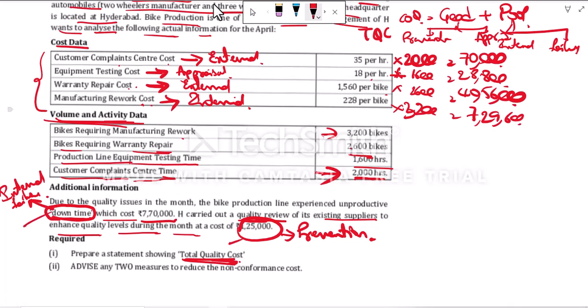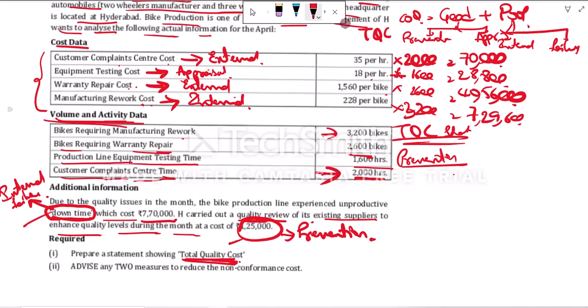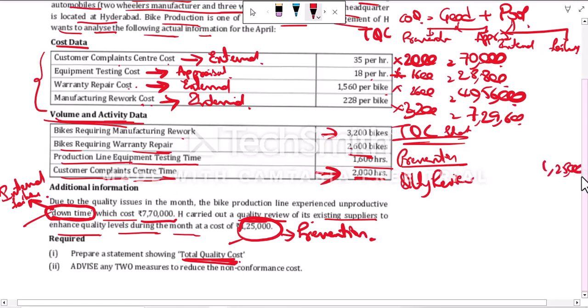Again, these two costs are also there. So we have to prepare the total quality cost statement. What does it include? First, prevention cost. Only one prevention cost: the existing supplier quality review, 1,25,000. Next, appraisal cost. Only one appraisal cost, 28,800. What is that cost? Equipment testing.